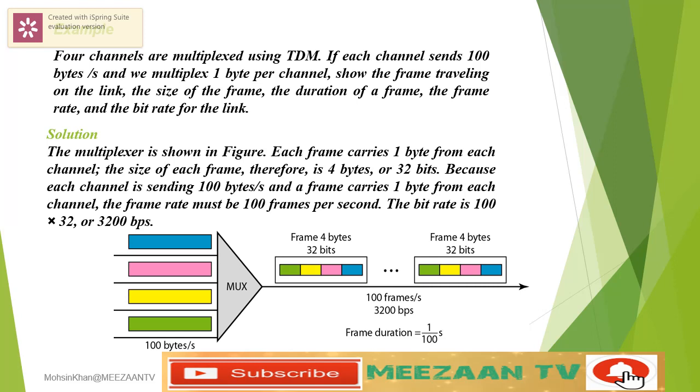This is another important example. The figure shows the multiplexer. Here in this example, 4 channels, each with 100 bytes per second, are multiplexed. Each frame carries 1 byte from each user, so the frame size is 4 bytes or 32 bits. Each channel rate is 100 bytes per second. The frame rate is 100 frames per second. The data rate is 100 frames multiplied by 32 bits, equal to 3200 bits per second.